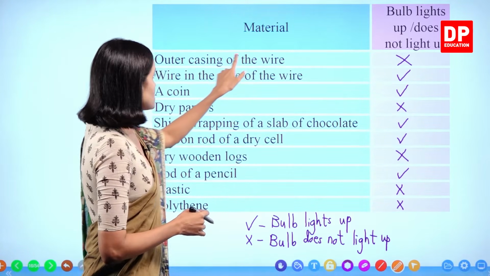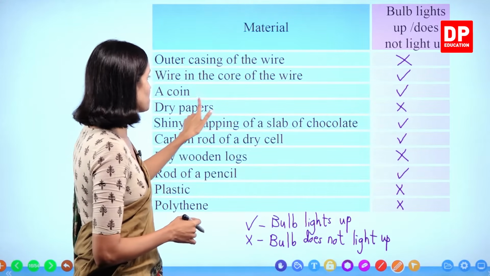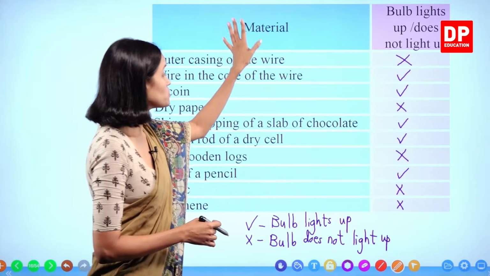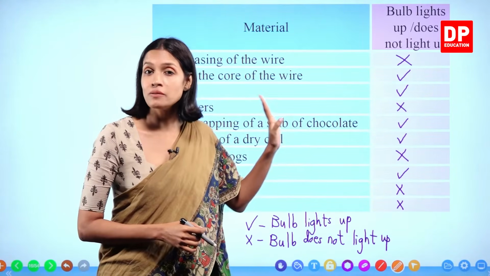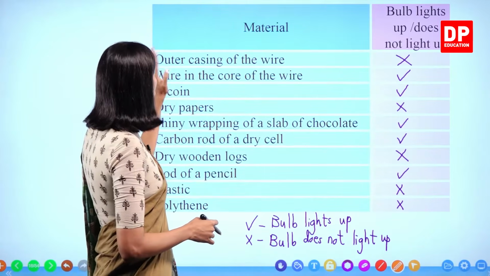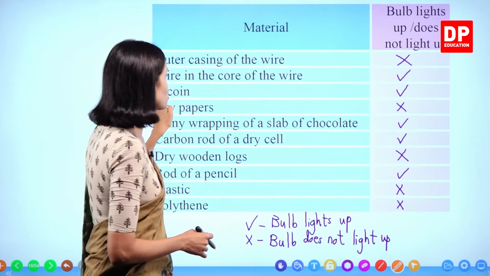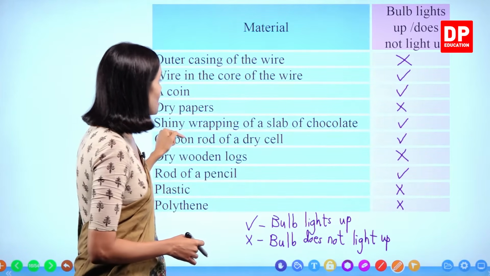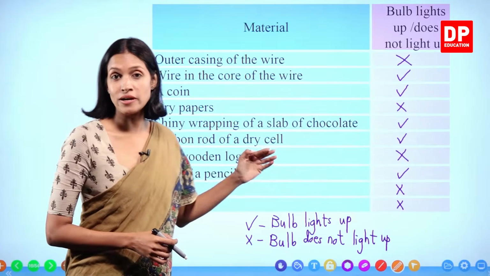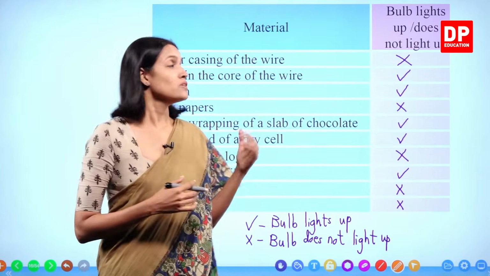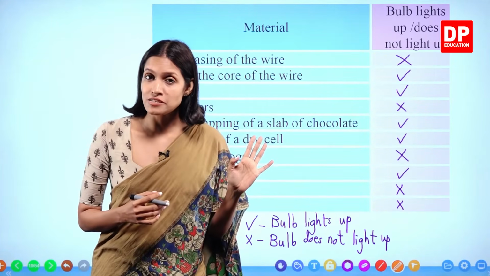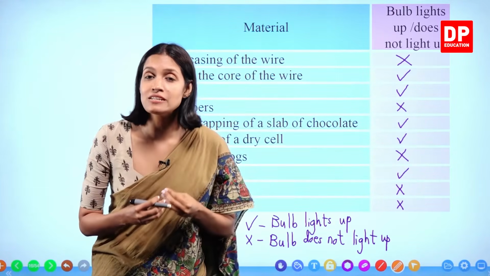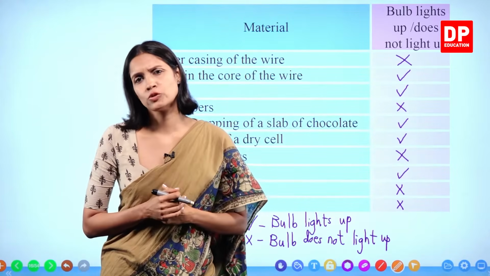So, outer casing of the wire, dry paper, dry wooden logs, plastic and polythene, when we use those things in between the gap, the bulb did not light up. But when we use the wire in the core of the wire, the coin, shiny wrapping of a slab of chocolate, the carbon rod and the pencil rod, what happened? The bulb lights up. So it's very clear after doing this activity, when we use different materials, only with some materials the bulb lights up. So what is the conclusion, children?